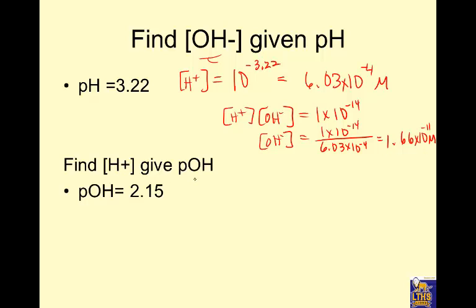Now I want H plus given pOH. I'm going to do this one a little different than the one I did above. pOH equals 2.15, pH equals 14 minus 2.15.